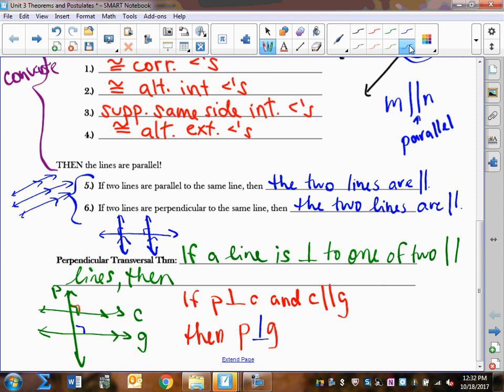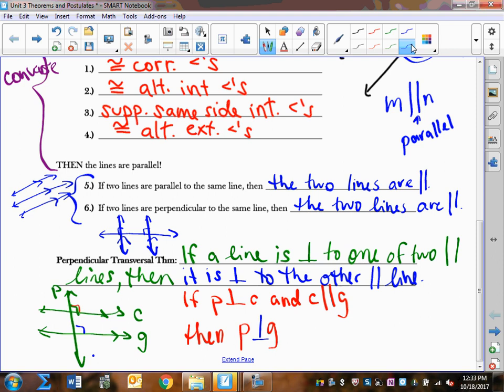Okay, so if a line is perpendicular to one of two parallel lines, then it is perpendicular to the other line. Or the other parallel line, if you would. So that's your perpendicular transversal there. Basically, your perpendicular line is the transversal. So if it's perpendicular to one, it must be perpendicular to the other of the parallel lines.